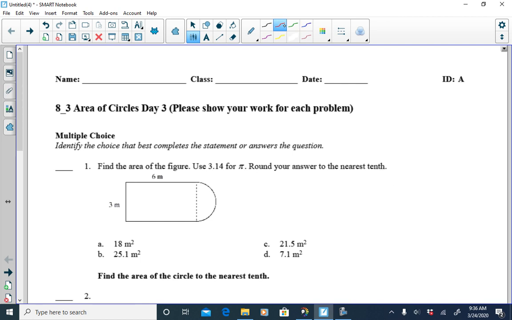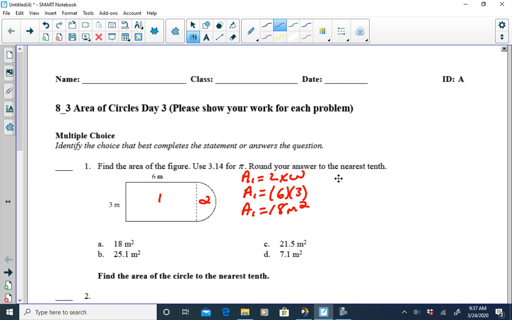tenth. Okay, well, to find the area of this figure, you want to split this figure into different pieces. So we're going to call this figure 1, call that figure 2. Area 1, we know, is a rectangle, so we're going to use the formula length times the width. So area 1 is going to be equal to, the length is 6 and the width is 3. So that's going to be 6 times 3. So area 1 is going to be equal to 18, and those are square meters.